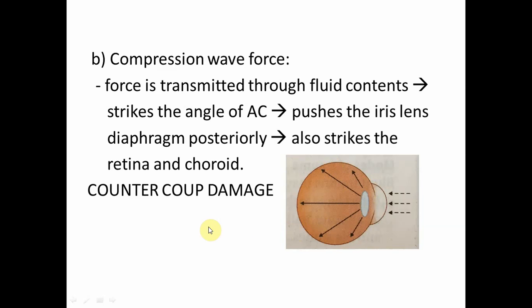There is another concept of counter coup damage which you need to know here. It is basically a concept where maximum damage is produced at a point distant from the actual place of impact due to an excessive compressive force. So counter coup damage is basically where the damage is happening somewhere else and the trauma is happening at some other point. So that is what we mean by counter coup damage. That is again a type of compression wave force.